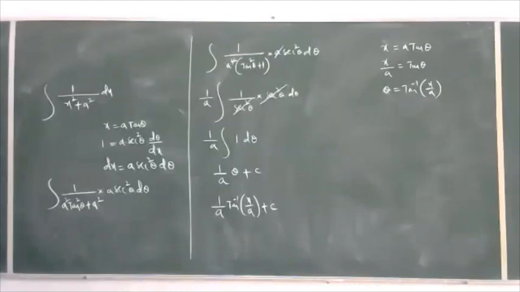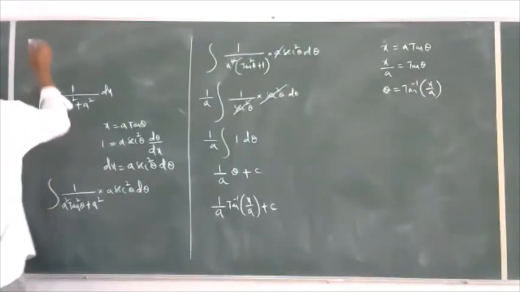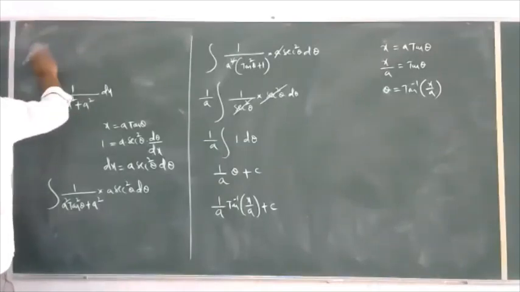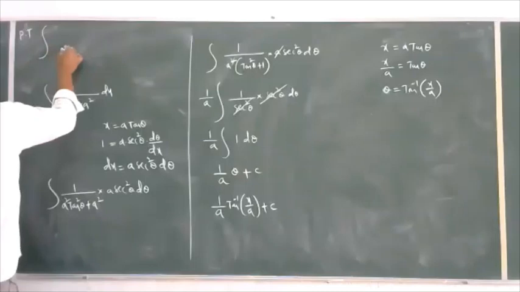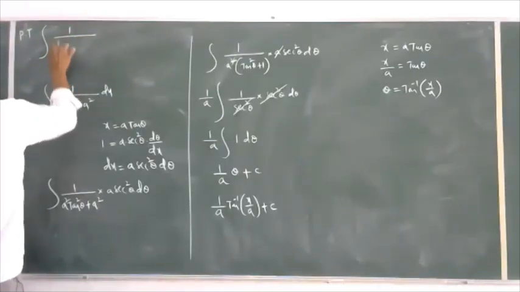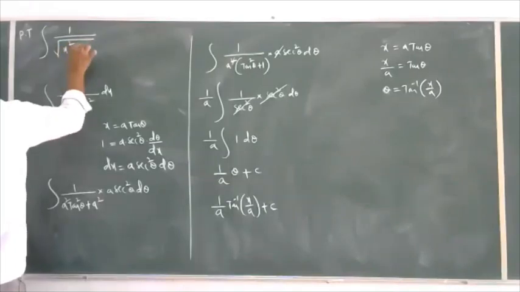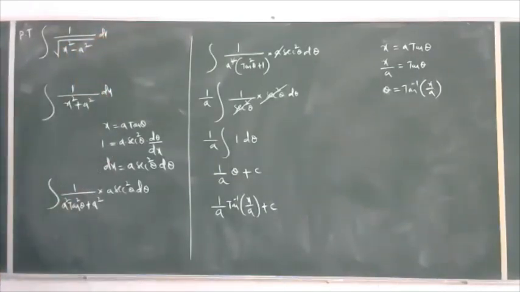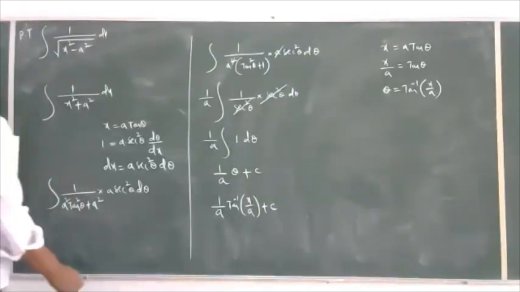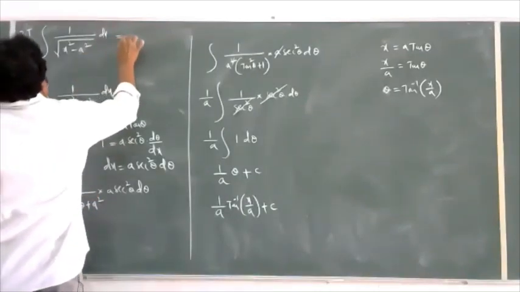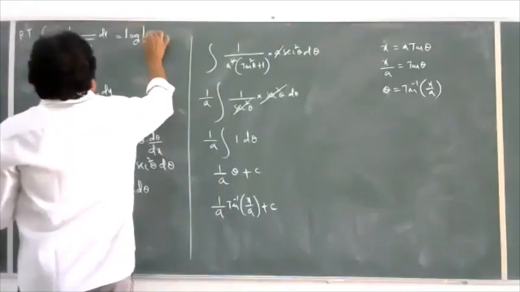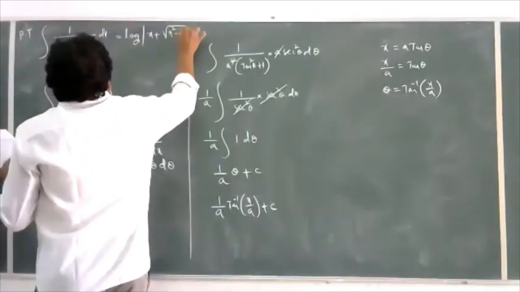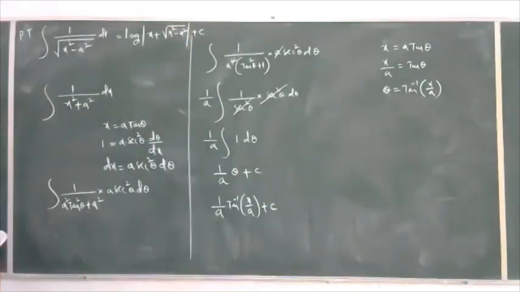Yes, next. Fourth theorem. Prove that integral 1 by root of x square minus a square dx is equal to log mod x plus root of x square minus a square, plus c.